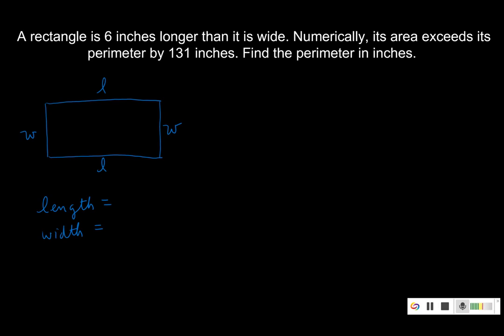So let's just take a look at this problem and pull out the information that we're given. We know that the length is 6 inches more than the width. So it's longer than it is wide. So if we let the width of the rectangle be W, then we know that the length is 6 more than W, so it's W plus 6. And again, the length and the width are unknowns here in this problem, so that's why we let these unknowns be represented by variable expressions.